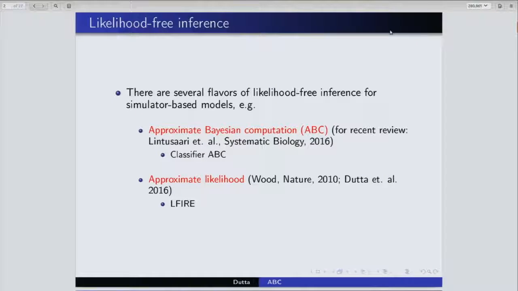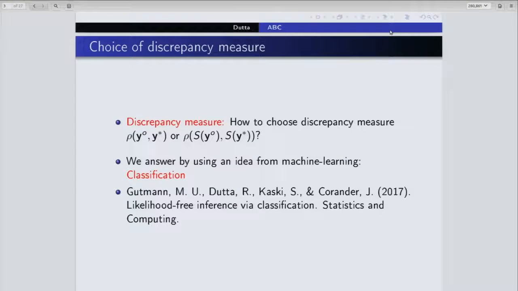Yes, so as we have started already, the likelihood-free inference I have been talking about has 2 different variants. One is approximate Bayesian computation. There we want to find a rho between the observed data and the simulated data, or the summary statistics from Y0 and Y star, and we want to measure a distance between them. That's the main point of ABC. And how do we do that? Here we answer that by using an idea from machine learning, which is classification. If you're interested, this is a paper in Statistics and Computing from this year. You can have a look there.